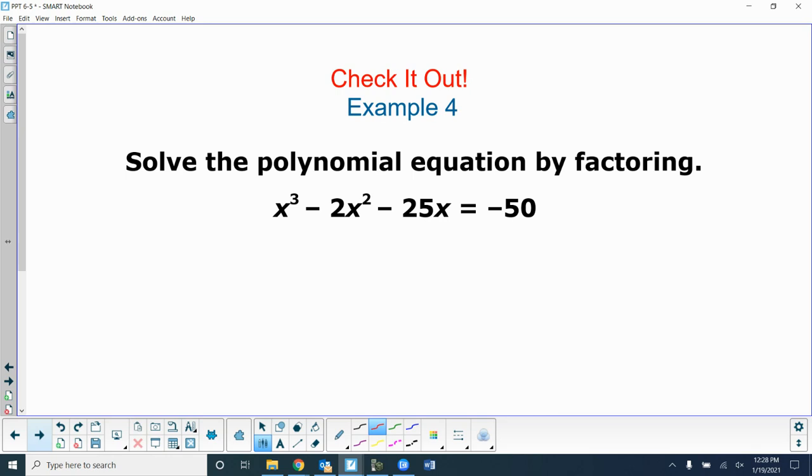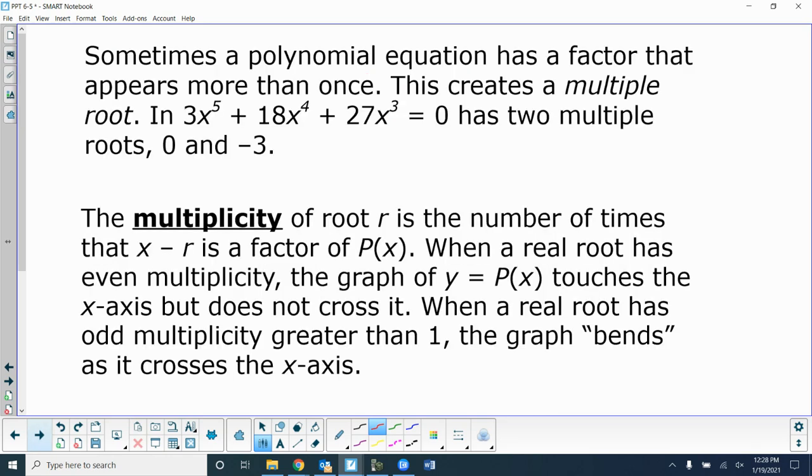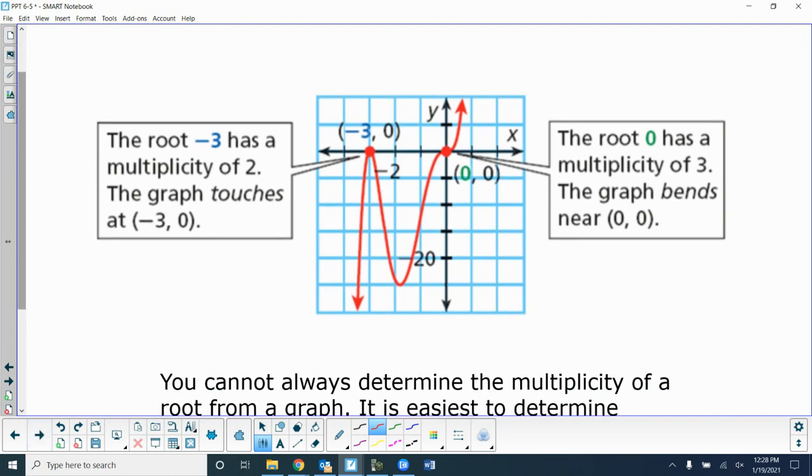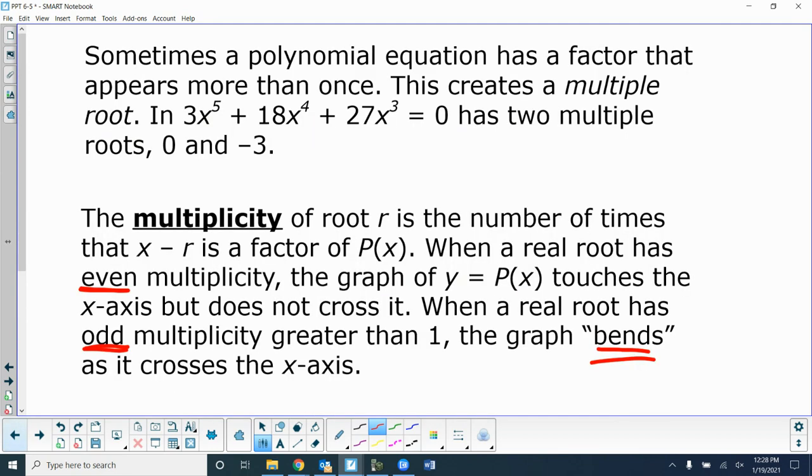So, let's move on to this problem. Right, so that's what I just talked about, multiplicity. Even multiplicity, the graph touches but does not cross. That's what I call bouncing. It hits it but doesn't cross it. So I just say it bounces up. When it's odd, it'll bend as it crosses. Okay? So, this graph here is the graph of this polynomial there, the 3 plus 18 plus 27.